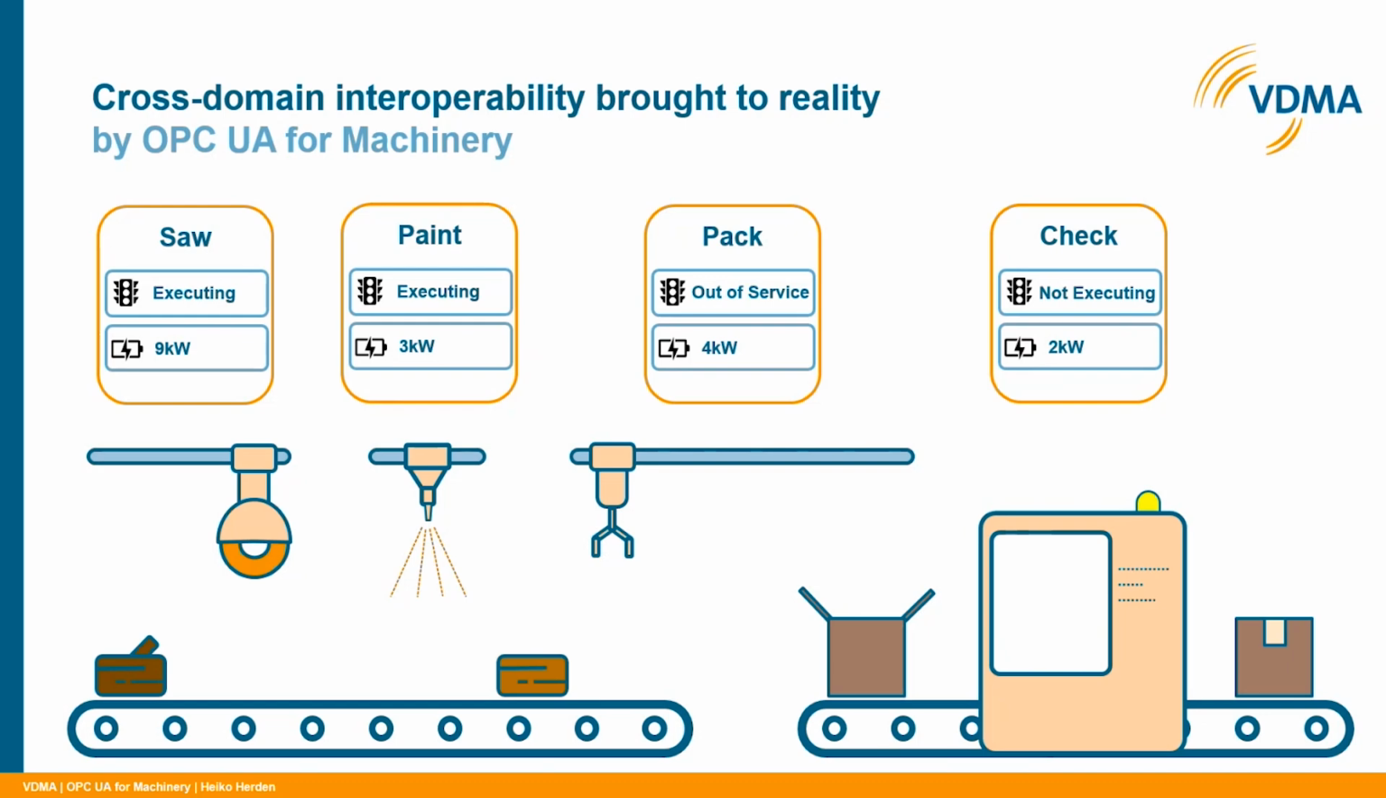I can throw it into an AI. I can do KPI figures with it. So there's really a lot of interesting use cases on how to use information coming out of the shop floor. But let's focus on what OPC UA for machinery is now in detail.